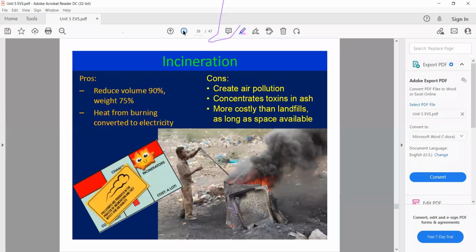These are the pros and cons of incineration. Pros: reduce the volume by 90%, weight by 75%, heat from burning is converted to electricity. These are the uses. And what are the disadvantages? Create air pollution, concentrates toxins in ash, more costly than landfills. And you must remember, it is more costly as long as space is available, right?